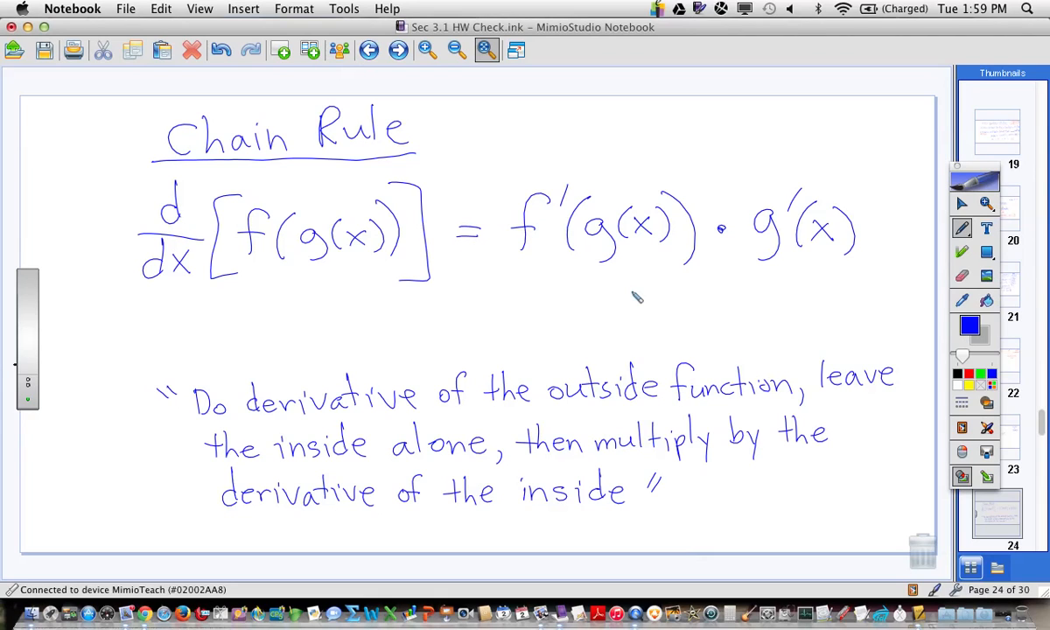Now this really gets interesting when you have something inside of something and then that's inside of something else. Or the inside function is a product. So when you do the derivative of the inside function, you have to do a product rule. You see what I mean? So these things can kind of be combined together. And with the time we have left here, we'll do some examples. Okay?